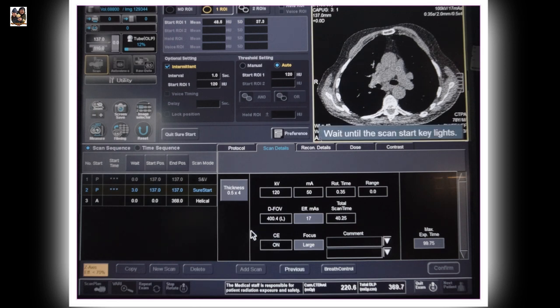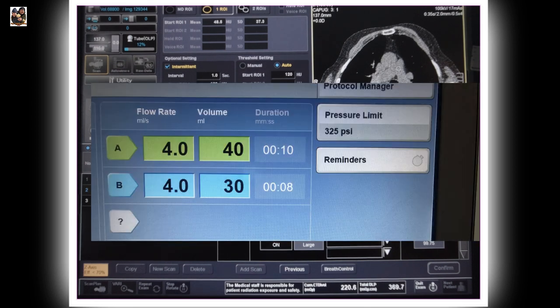While waiting, let's now set up the power injector. These are the settings that I've used. On the A side, I use 40 mL of Iomeron 400 contrast with a 4 mL per second flow rate, while on the B side, I use 30 mL of saline with the same flow rate.